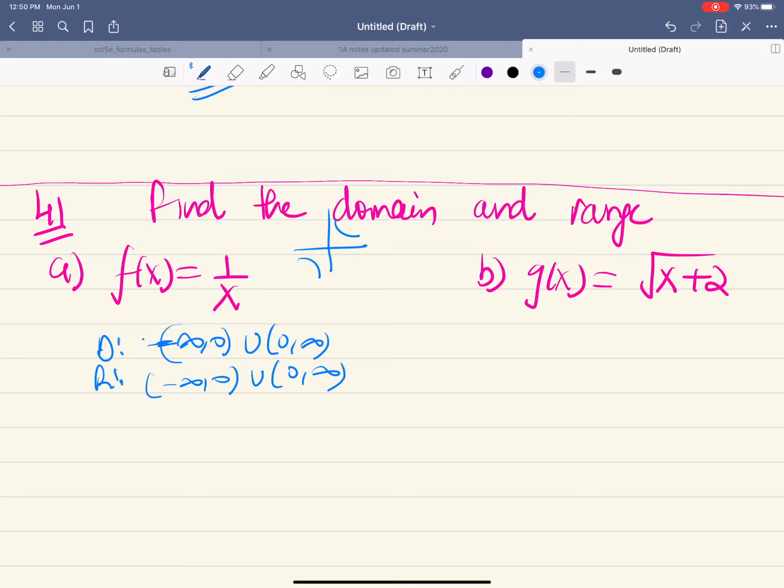g of x is equal to square root of x plus 2. Now for this one, we don't want to have a negative inside. We are okay with 0 inside. So my domain would be starting from negative 2 to infinity. Any of those numbers are okay. And the range would be, I apologize, it's not going to be a bracket, it's going to be a parenthesis. 0 to, no, it's going to be a bracket. I was right. It's going to be a bracket because it does touch the x-axis, which is y equal to 0. This is how the graph is going to be.